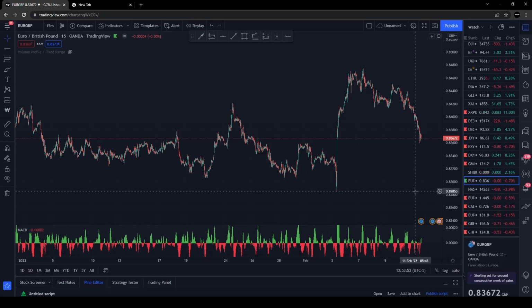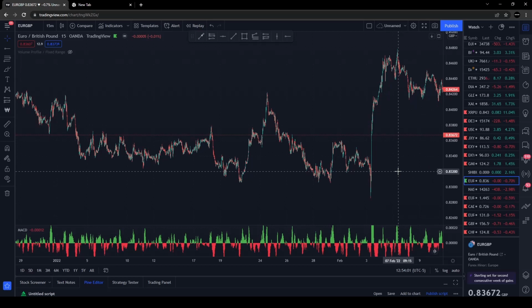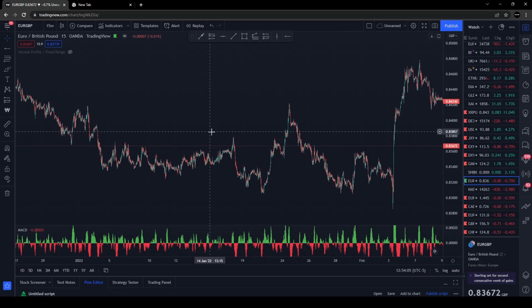So in this video, we're going to be talking about fair value zones or fair value areas. This is something I like to use when price is consolidating or when price is in a nice little range.